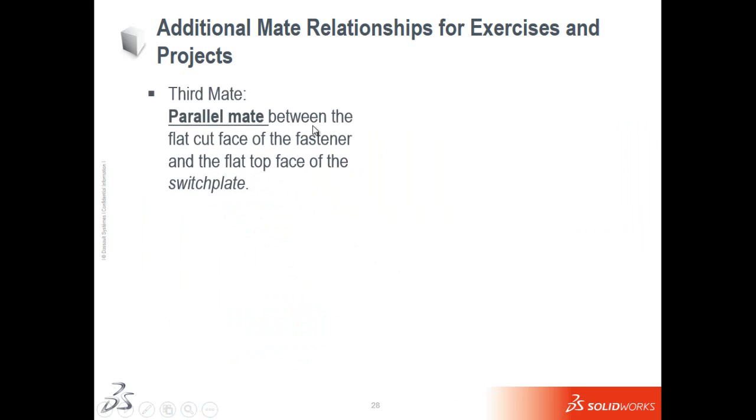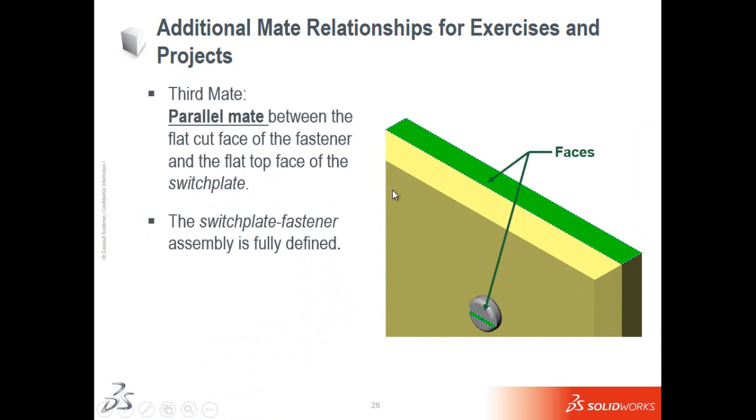Third mate is a parallel mate between the flat cut face of the fastener and the flat top face of the switch plate. The switch plate fastener assembly is fully defined. You want this inside line to be parallel, or fully horizontal, to this face on the top so that it's screwed in correctly.